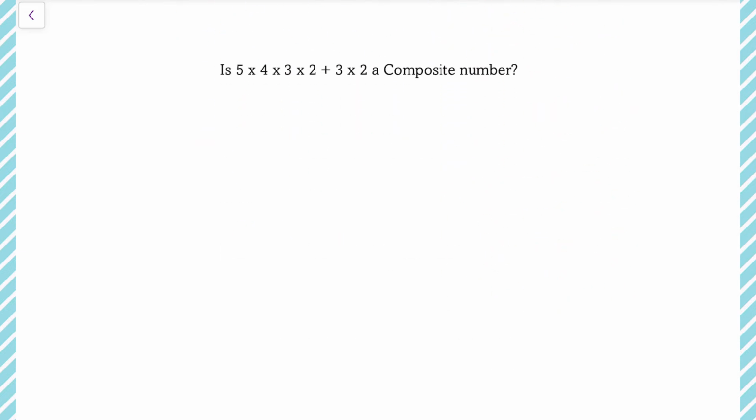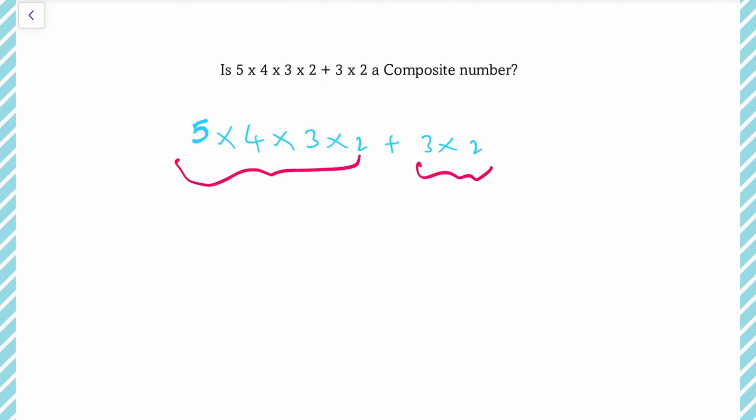Next is 5 into 4 into 3 into 2 plus 3 into 2. Is it a composite number? 5 into 4 into 3 into 2 plus 3 into 2. If you observe this clearly, here is one term and here is one term, so a total of two terms are there. In these two terms, we need to check whether any numbers are common or not. 3 into 2, 3 into 2, both are common.